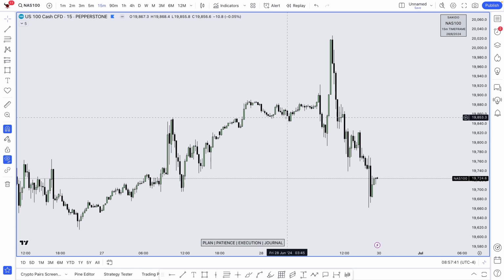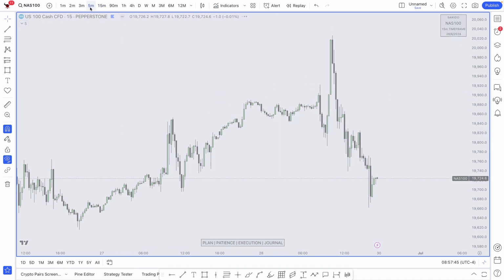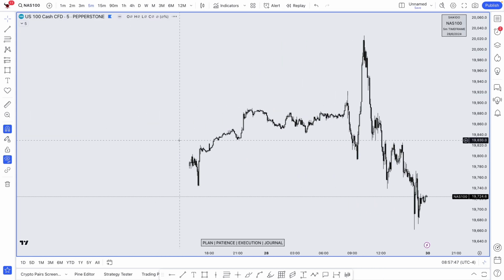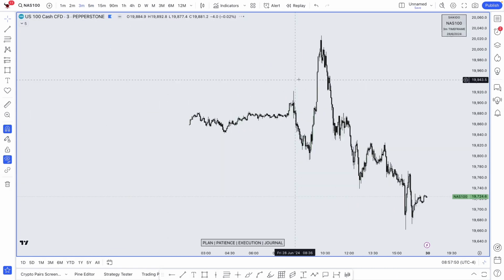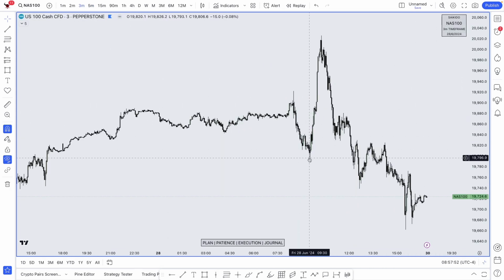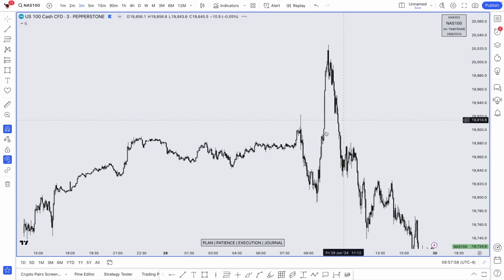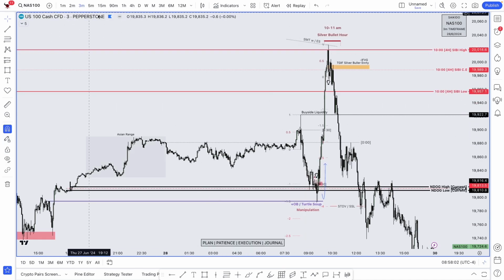We took out Asian high. All the liquidity that was generated earlier on that day was already engaged, and the only imbalances on 15 minutes were that one, and price was already trading inside that imbalance right here, and I could see that it was aligning perfectly with my standard deviations. That would give me a nice turtle soup entry.